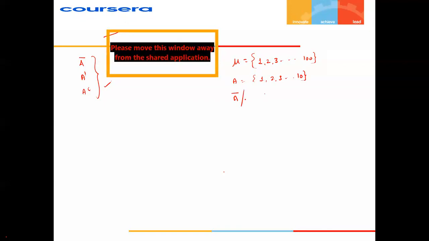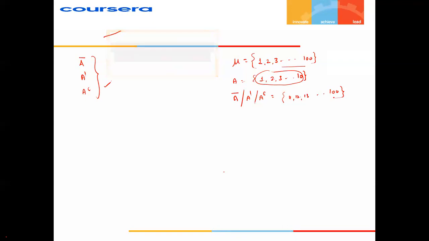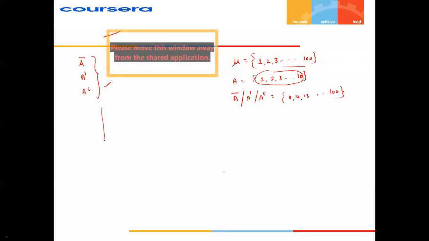Like this we write, or like this, or like this; all have the same meaning. It means take out 1, 2, 3, up to 10 from this parent set. Then what we get is 11, 12, 13, 14, and so on up to 100. This is what we call the complement. Okay, right. Next, whenever we talk about set theory, I hope you recollect this.